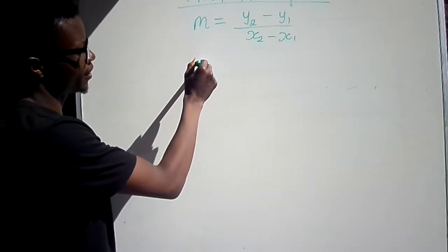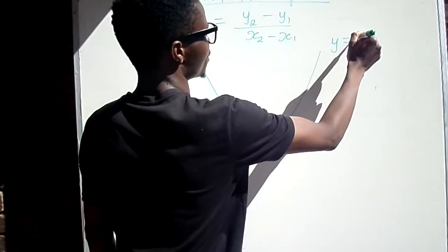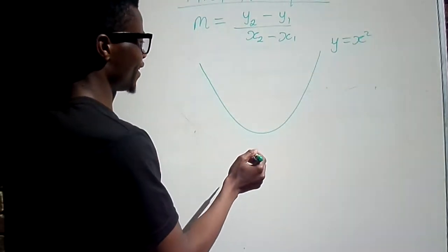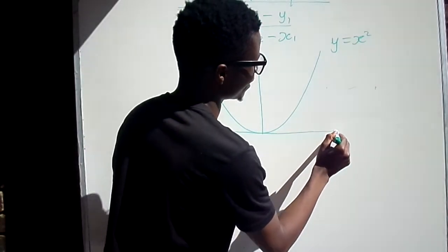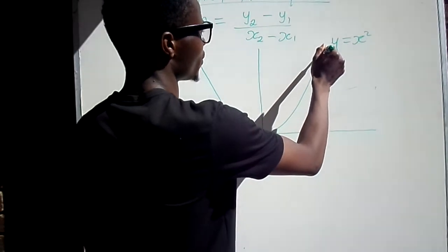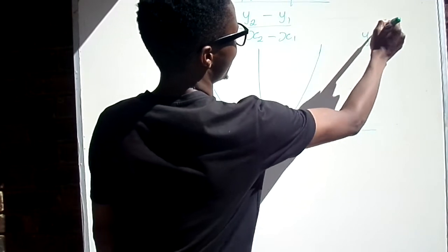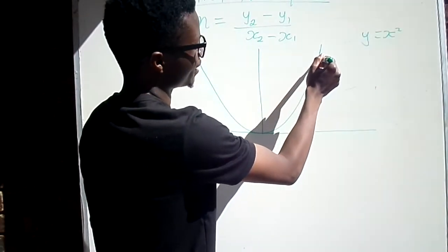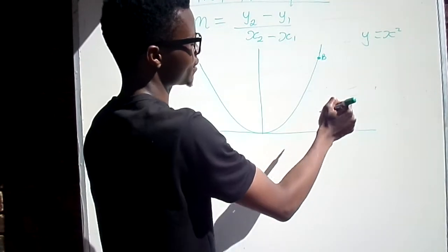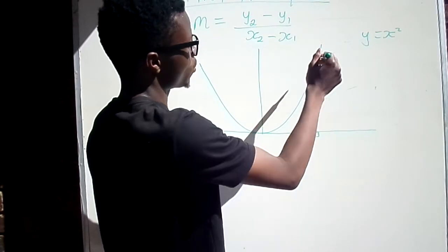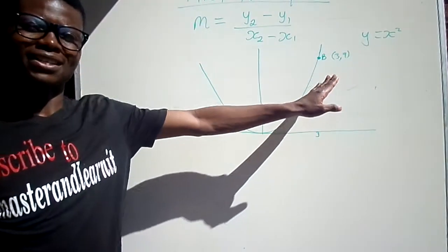Suppose I draw a curve right here, and this curve I'm going to call y equals x squared. Then I have my y-axis right here, I have my x-axis right here. Then I have a point right here, which I'm just going to call point B. Suppose point B has coordinates of 3 and 9. These are the coordinates at point B.